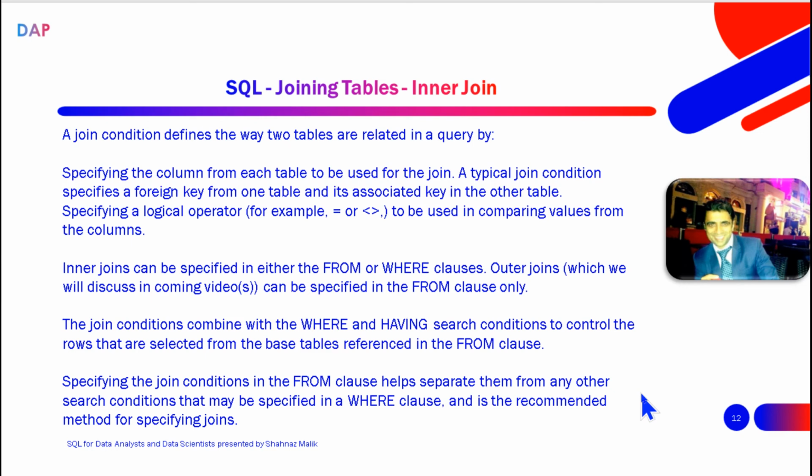The join conditions combine with the where and having search conditions to control the rows that are selected from the base tables referenced in the from clause. Specifying the join conditions in the from clause helps separate them from any other search conditions that may be specified in the where clause, and is the recommended method for specifying joins.